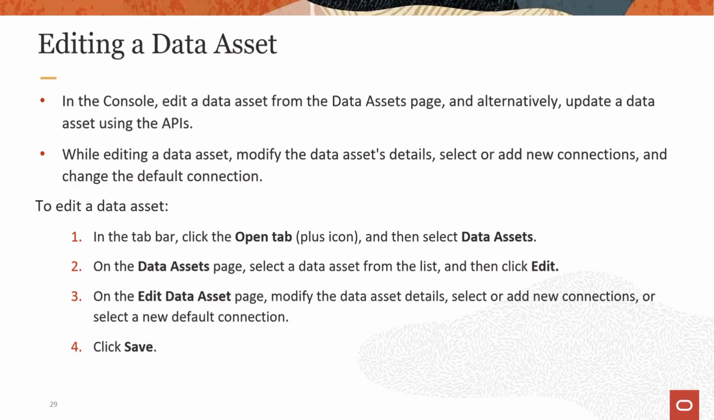Perform the steps listed in the slide to edit a data asset. First, in the tab bar, click the Open tab, the plus icon, and then select Data Assets. Secondly, on the Data Assets page, select a data asset from the list and then click Edit. Thirdly, on the Edit Data Asset page, modify the data asset details, select or add new connections, or select a new default connection. Finally, click Save.